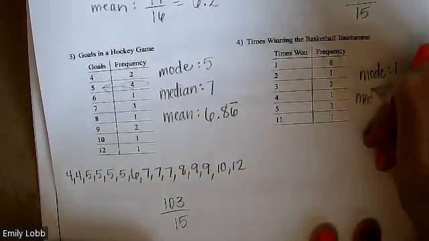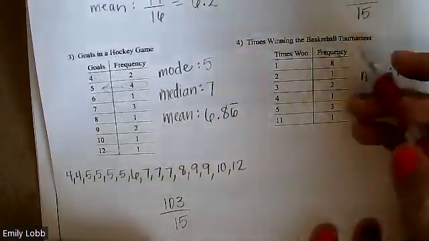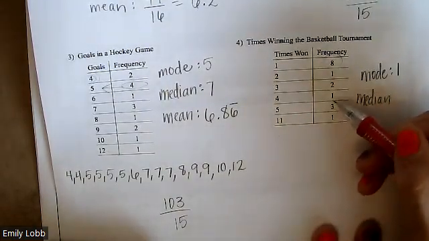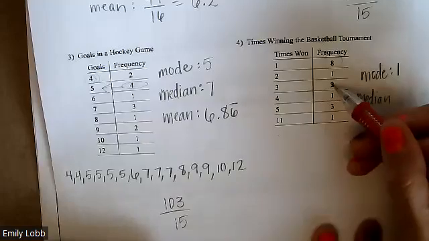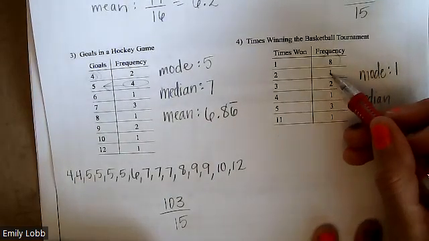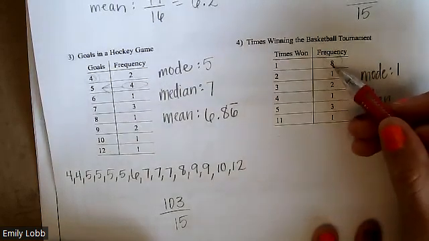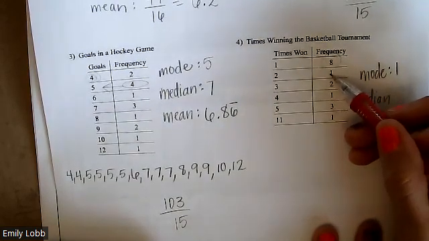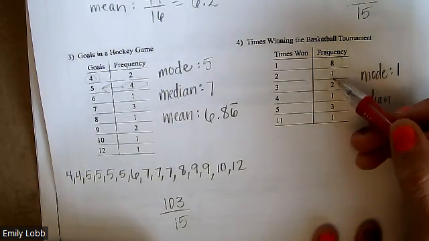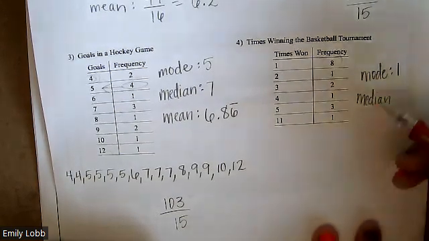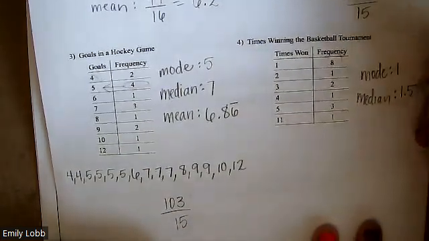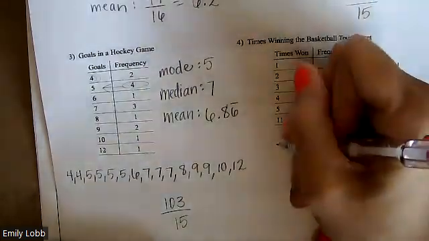The median is the middle. So there's 8 ones. There's 1, 2, 3, 4, 5, 6, 7, 8 other data values. So if there's 16 data values, we need between a 1 and a 2. So what's between 1 and 2? What's the mean of 1 and 2? 1.5. If you wanted to draw it out, you could.